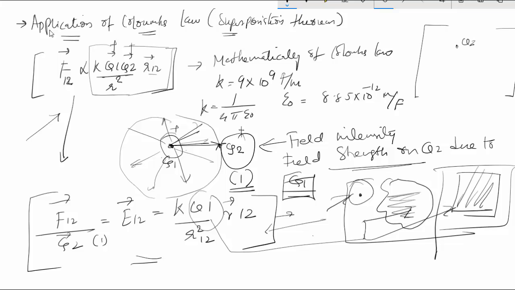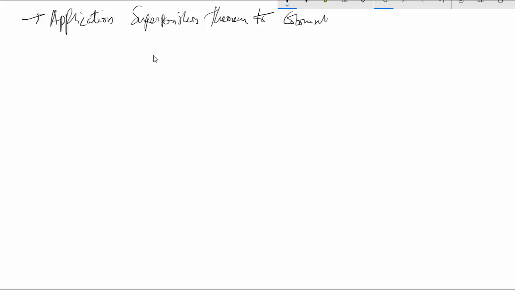a point charge, suppose q2, and the system consists of multiple charges like q1 and q3, so you want to find the force on 2 due to 1 and 3. It's possible to do that by using the superposition theorem, which we will see. So this is an application of the superposition theorem to Coulomb's law. So you are applying the superposition theorem to Coulomb's law.